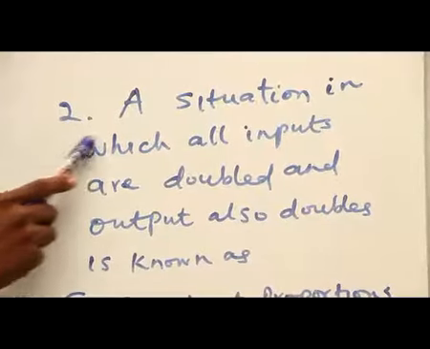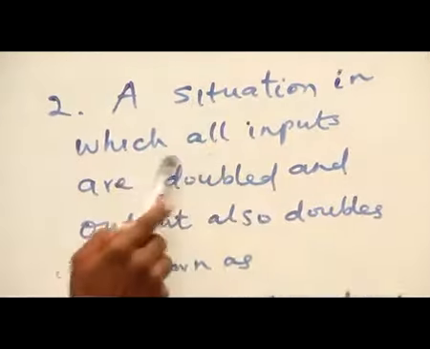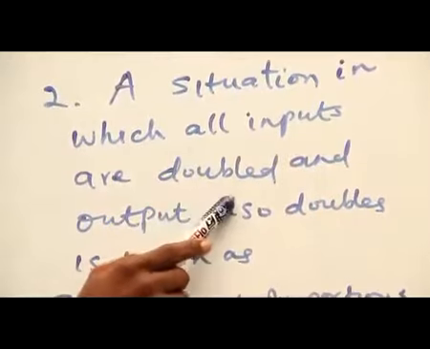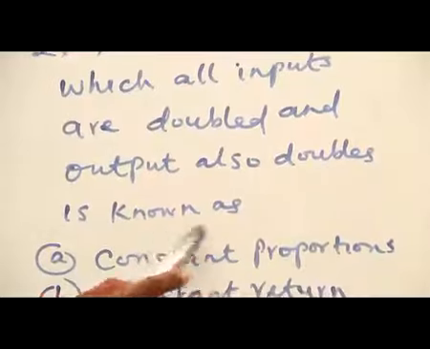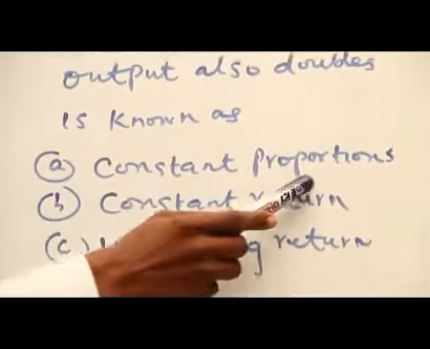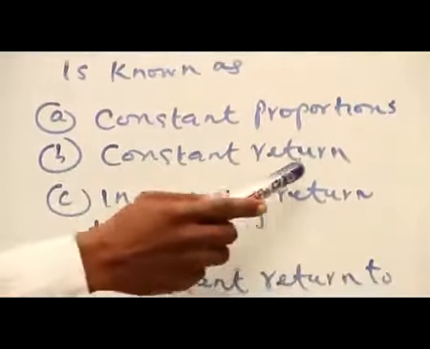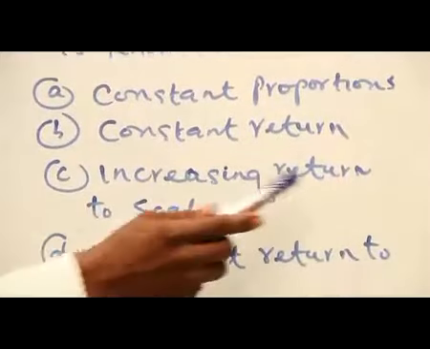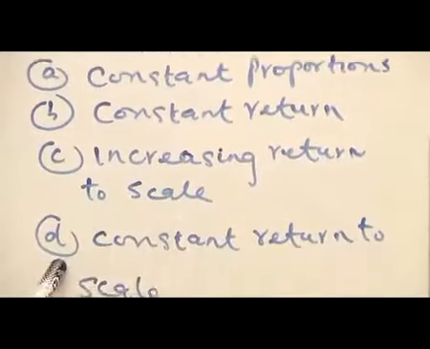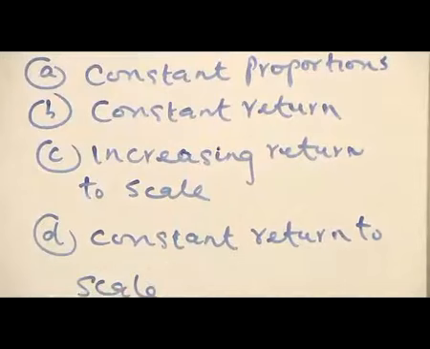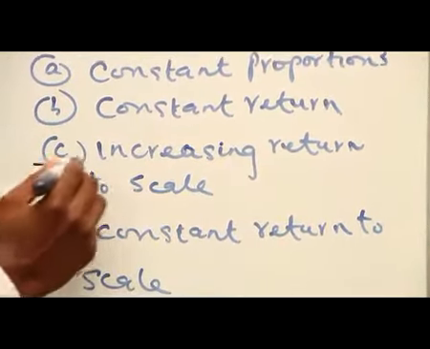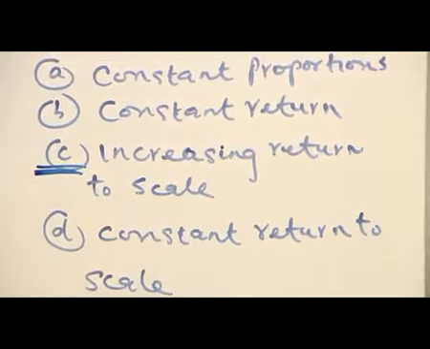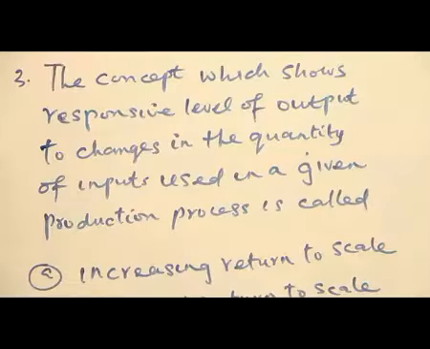Question 2. A situation in which all inputs are doubled and output also doubles is known as A. Constant proportion, B. Constant return, C. Increasing return to scale, D. Constant return to scale. The right answer is C. Increasing return to scale.